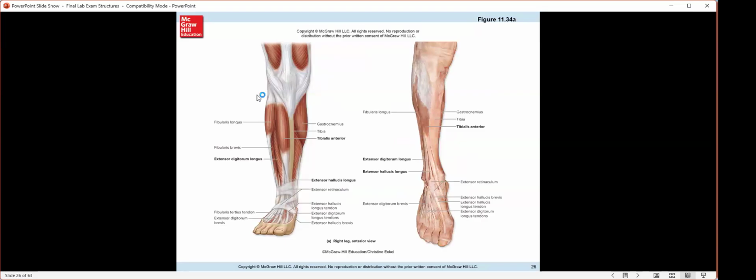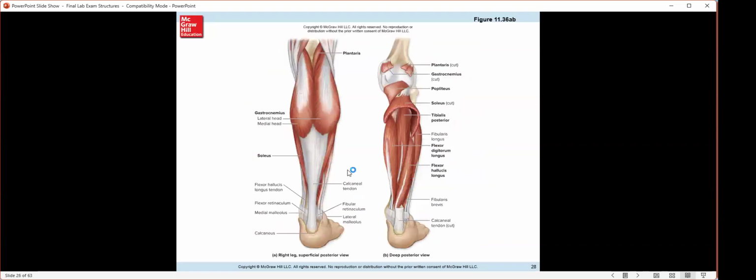If we look at the front of the leg, for the lower leg, we have tibialis anterior, a very large muscle on the front of the leg, on the tibia. We have all the way lateral fibularis longus. And then if we move to the back of the leg, because we're not doing that many on this lower leg, we have gastrocnemius, the calf muscle, and underneath it we have soleus.